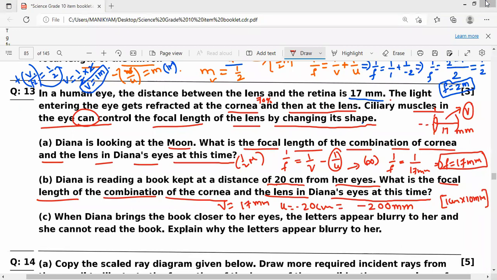Is it yes? So reverse: 3,400 divided by 217. If you solve that, you will get 15 point how much? 6 millimeter. Yes, 15.6 millimeters. Good. So that is the answer. All of you solve it.